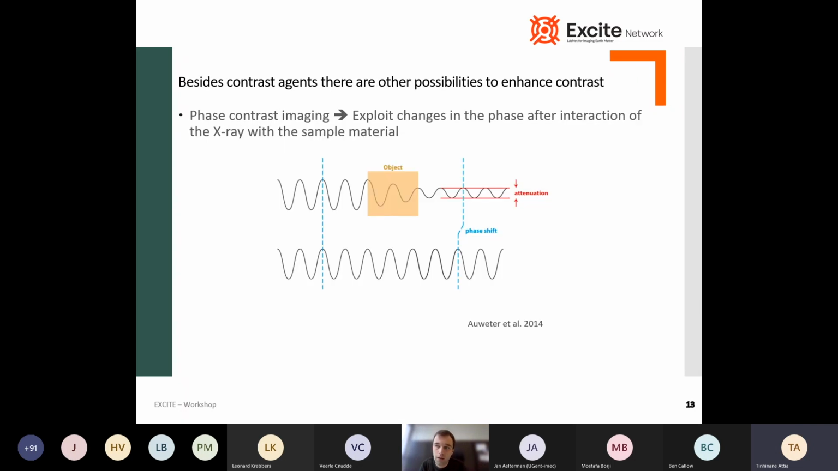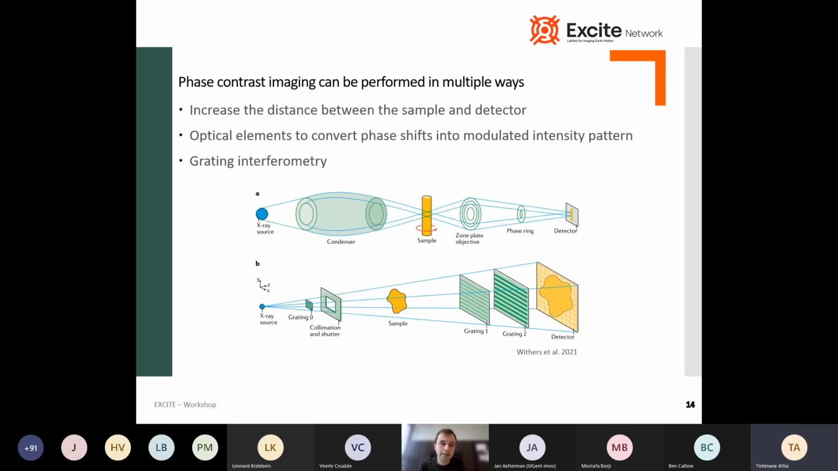Besides contrast agents, there are also other possibilities to enhance the contrast. One example is that besides the attenuation, you can also look at the phase shift, because like I said, when an X-ray passes through an object, the phase will also change. For certain materials, the change in phase will be much larger than the change in attenuation. So you can exploit these changes to get more contrast. There are several ways to do this, and the easiest one, which I also did during my research, is to increase the distance between the sample and the detector. There are also other, more advanced ways, I would say.